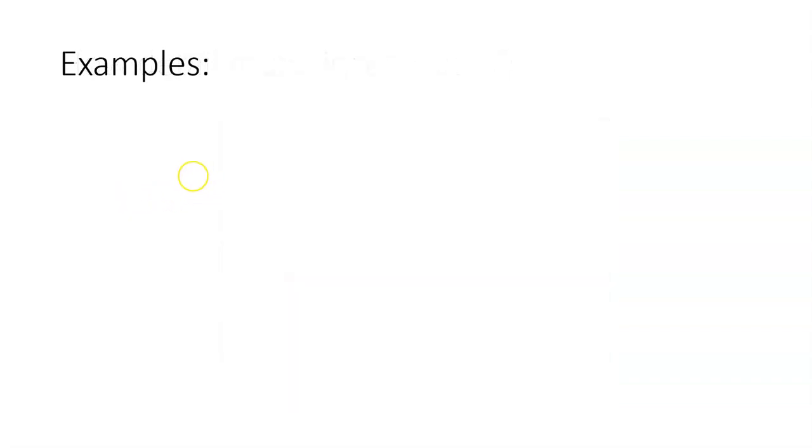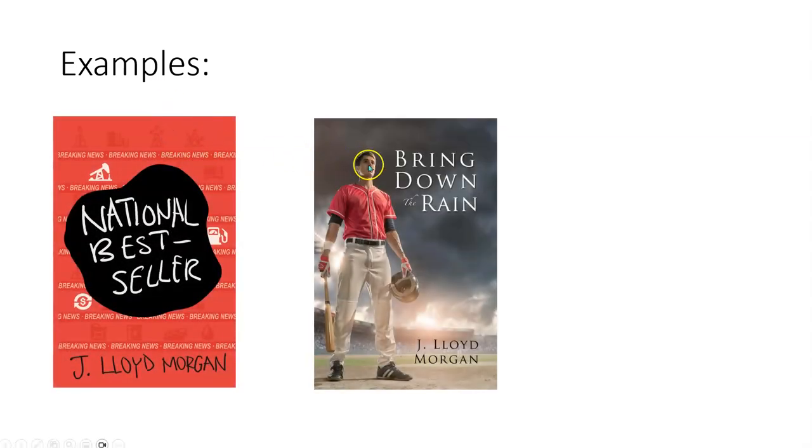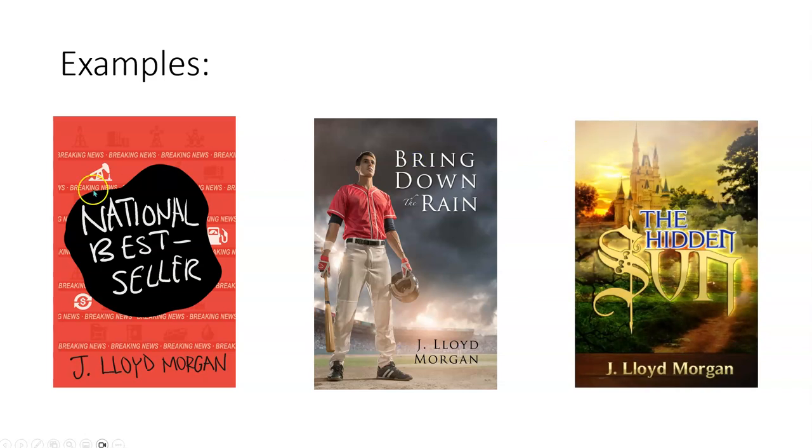we're going to look at three books really quickly to show different examples of the approach to setting, and I'm familiar with these books because I happen to have written them. We're going to look at National Bestseller, Bring Down the Rain, and The Hidden Sun. So these are three books, a little different approach in each single one. And no, this is not a shameless plug.